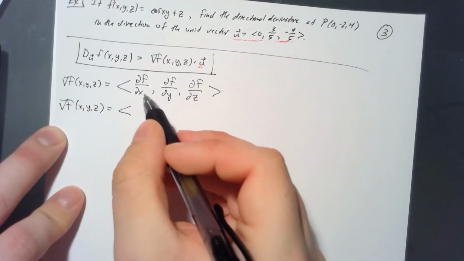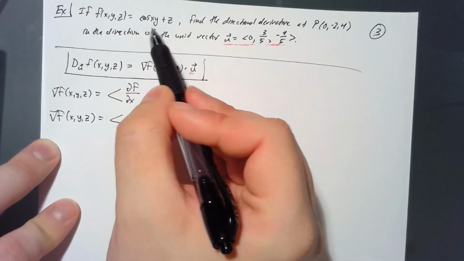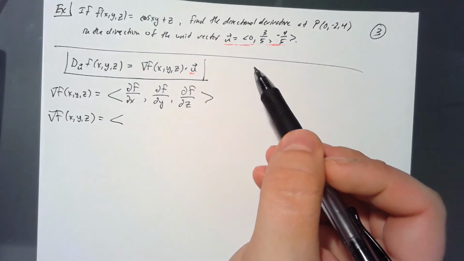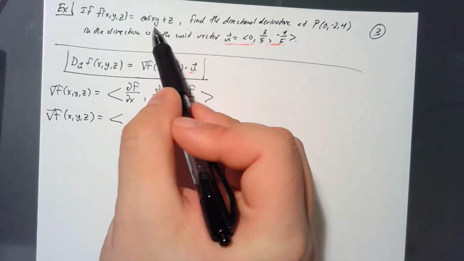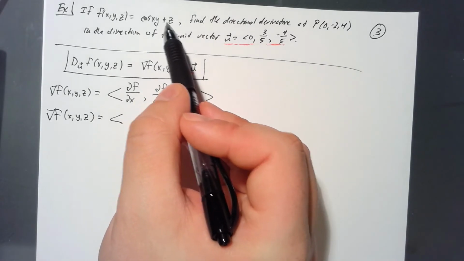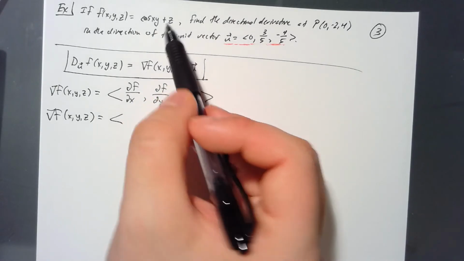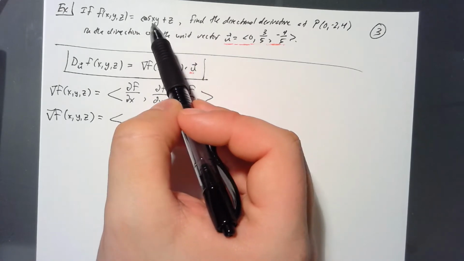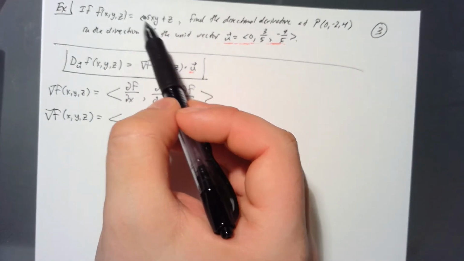Alright, so what's the partial derivative of this with respect to x? Well, I have a cosine of x times y plus z. Well, z is a constant in this case, and so is y. So I'm using the chain rule here, right?